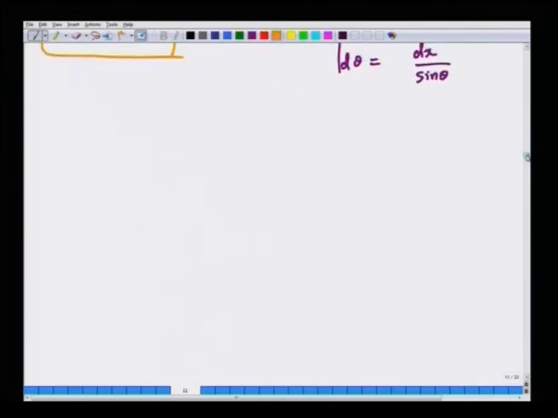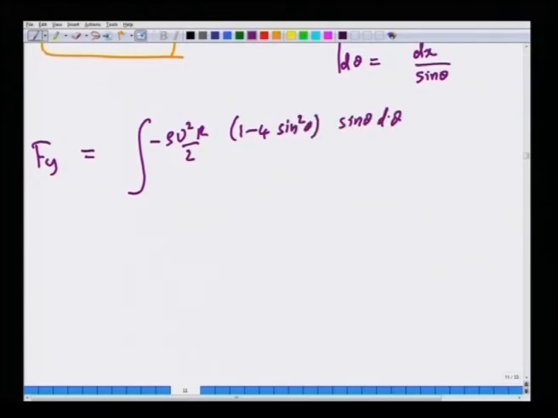And similarly, if you do not invoke symmetry, you can also compute the force in the y direction. It becomes rho u squared r by 2, integral of 1 minus 4 sin squared theta times sin theta d theta, and that also becomes 0. So, f y also becomes 0.